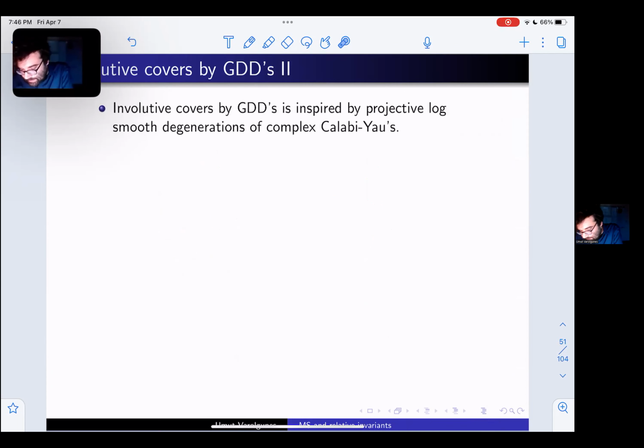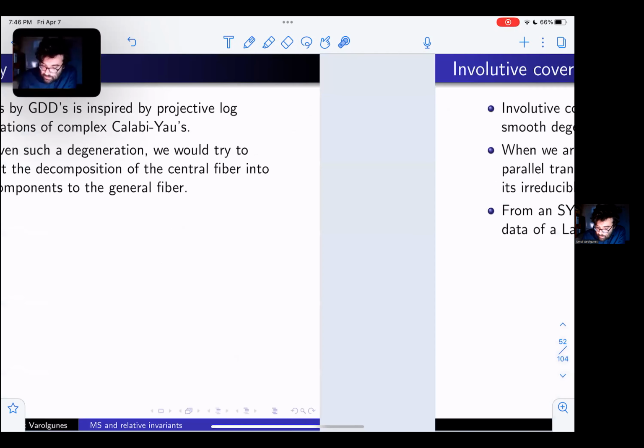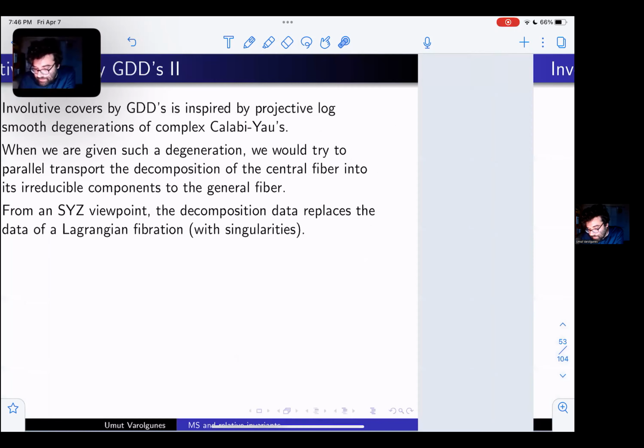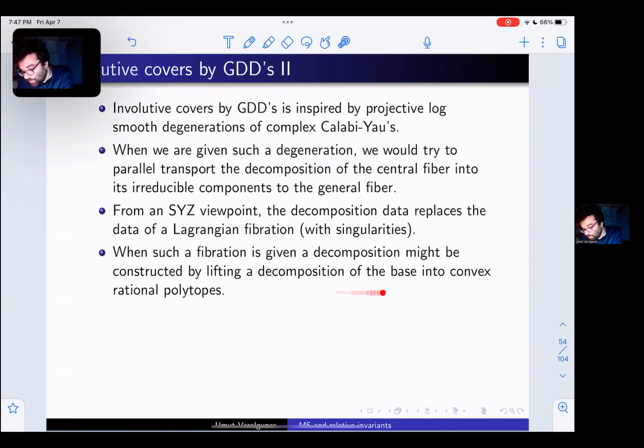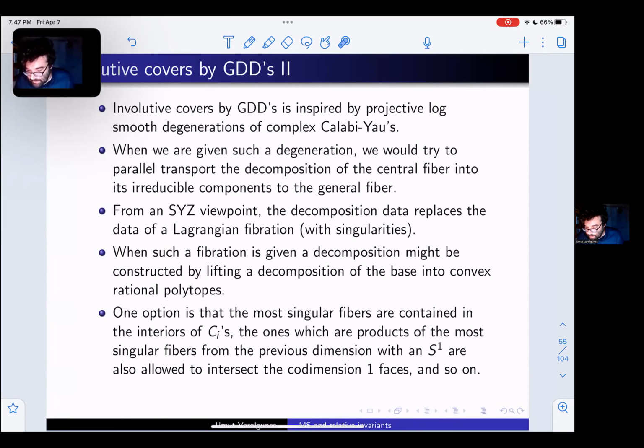As I explained in the beginning, this was inspired by degenerations of complex Calabi-Yaus, and we would parallel transport the decomposition to the central fiber. That's how we obtain it. In the SYZ viewpoint, we decompose the base and lift polytopes from the base. I said all of this, so I'm skipping quickly. This is about the discriminant locus question. In the situation that seems most natural to me, but somehow is harder to construct, at least in the examples in the literature, the discriminant locus should be dual to this.